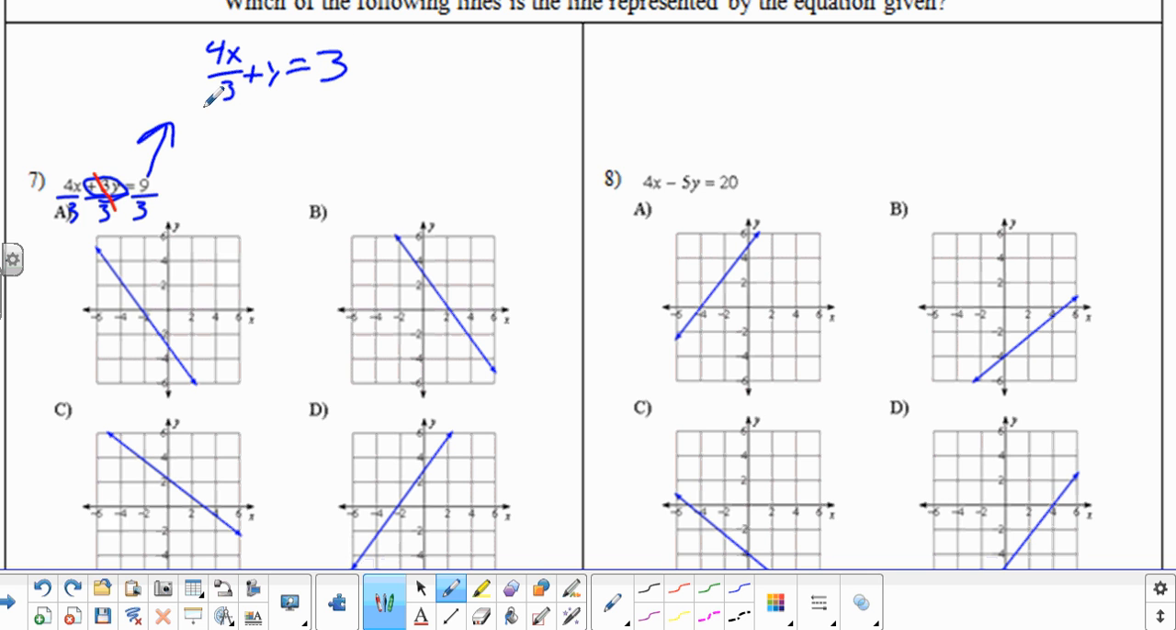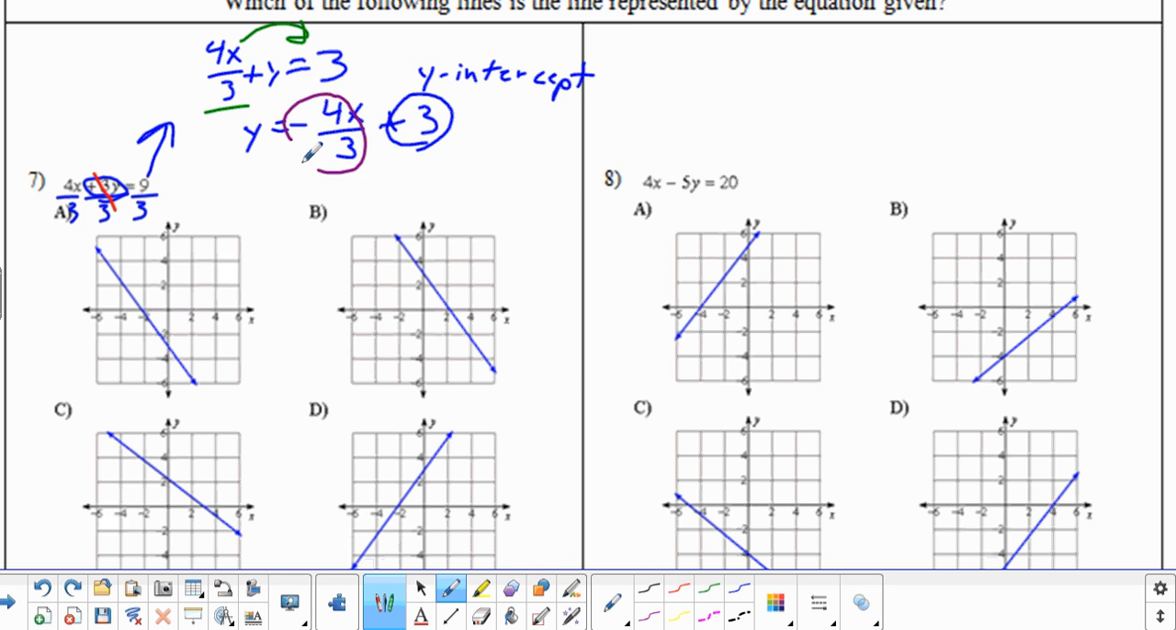Now I need to move my x term to the other side of the equal sign. So when I do that, the sign changes for that part of it, and I have a negative 4x over 3. This 3 does not move. It stays the same. It's positive here, so it's going to be plus 3. So that's the equation of our line. Now, in slope-intercept form, we know a few things. I know that this 3, positive 3, rather, that is my y-intercept. And I also know that negative 4 over 3, that right there, that is my slope.